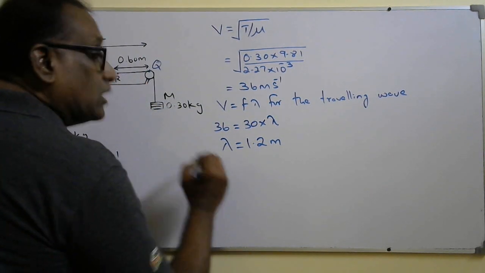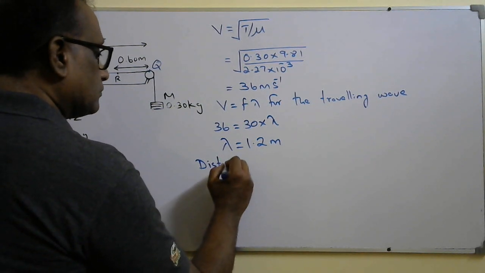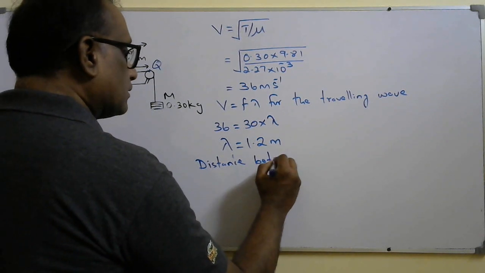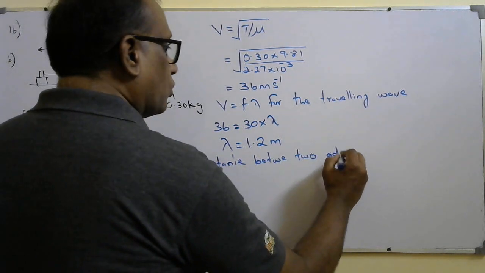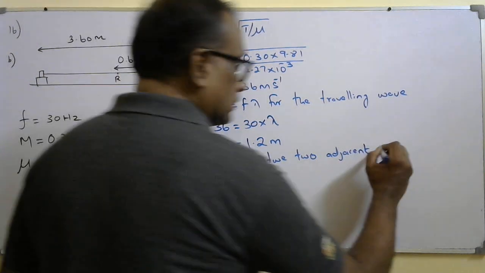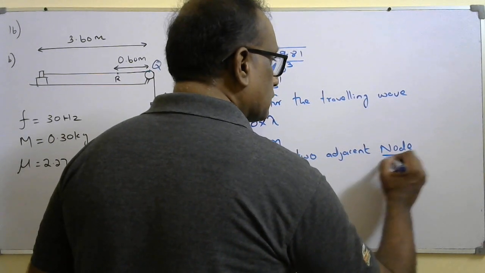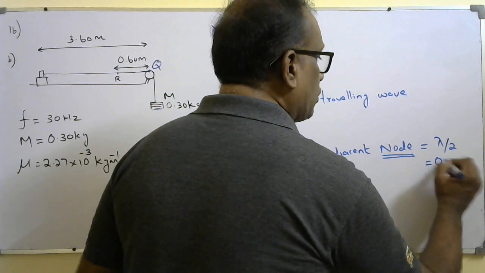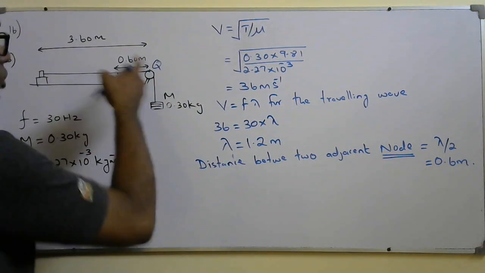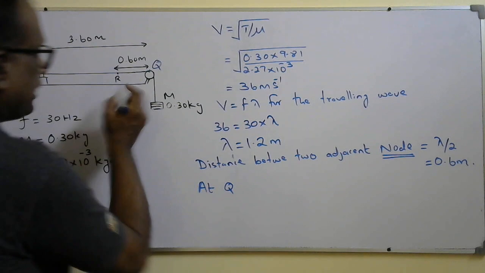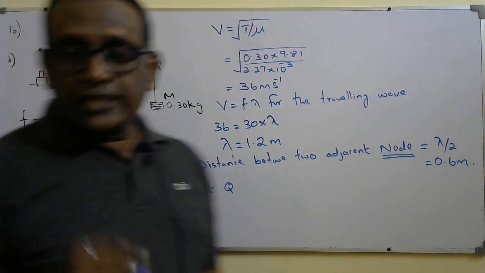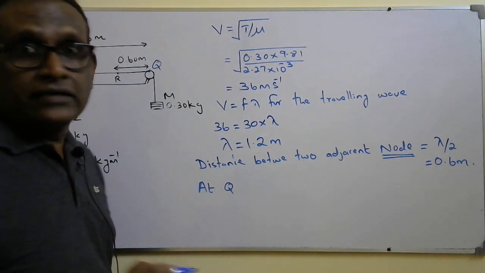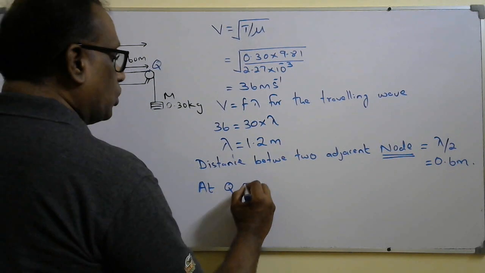So the distance between two adjacent nodes will be equal to how much? Lambda by 2, that is going to be 0.6 meter. But I know that at Q, you can mark it on the answer paper, Q is the point where the string is touching the pulley. At Q a node will be formed. Certainly I know that, because that point can't vibrate. At Q, a node will be formed.